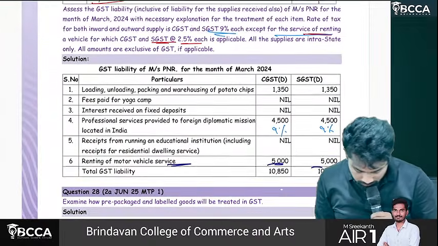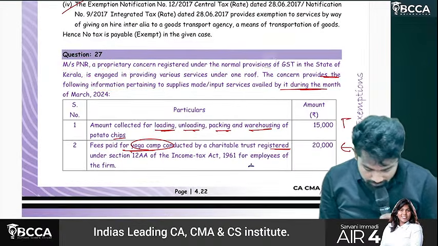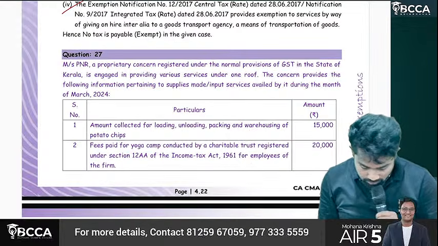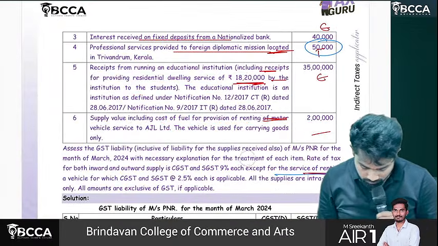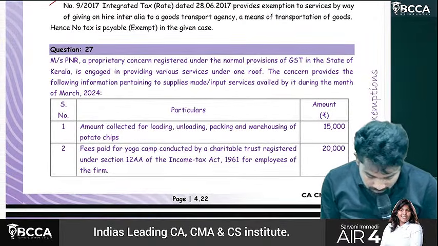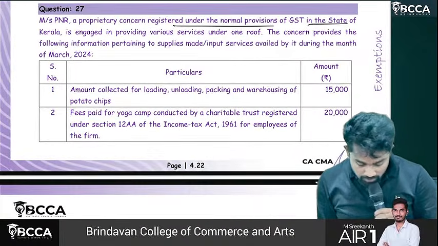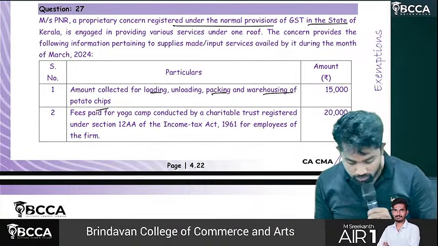27, sir. PNR is a proprietary concern. It's almost done, sir. Only one more question is there. PNR is a proprietorship concern registered under normal provision. Okay, what are those? First one, amount collected for loading, unloading and warehousing of potato chips, sir.